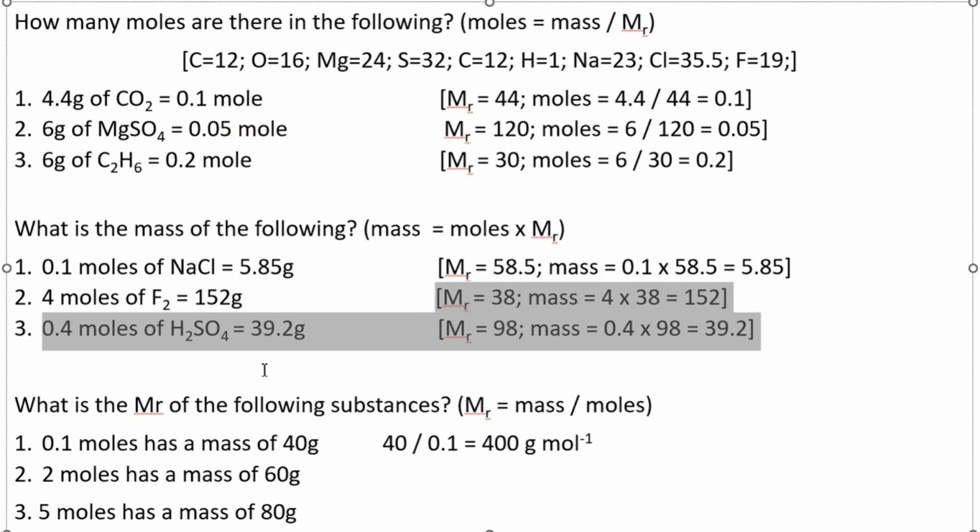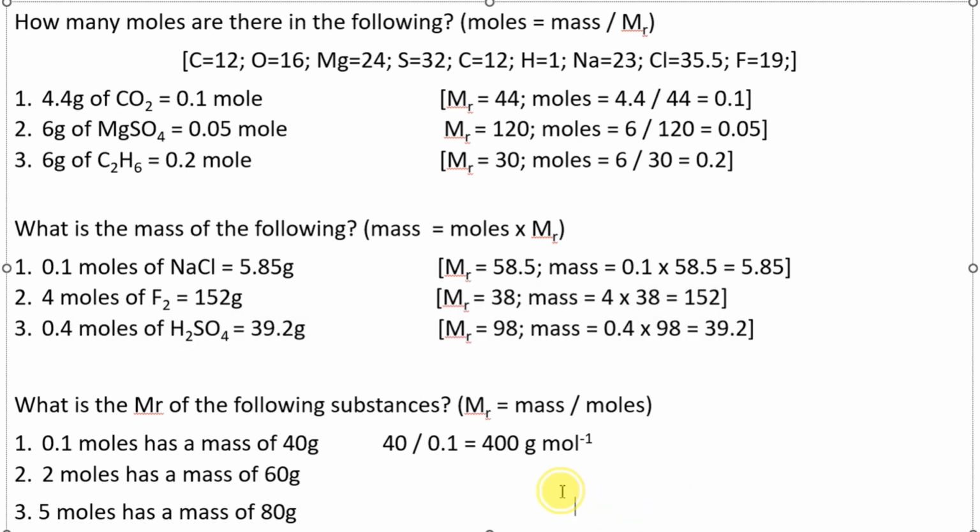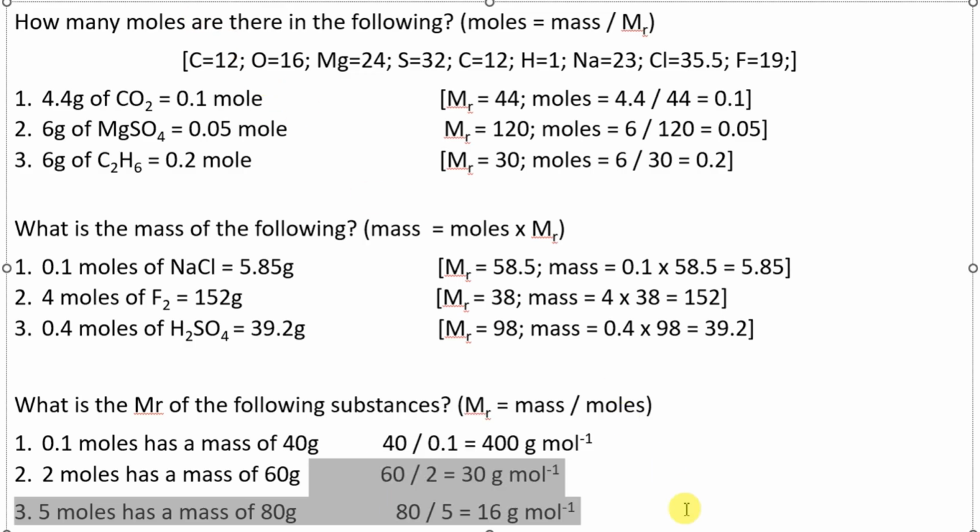Third type of question, final. What's the MR of the following substances? I've rearranged my original equation, moles is mass divide MR, to give me MR. MR is mass divided by moles. My number of moles is 0.1. My mass is 40. 40 divided 0.1 is 400 grams per mole. Noting the units. Again, two more examples. If you want to pause and check, answers are here.